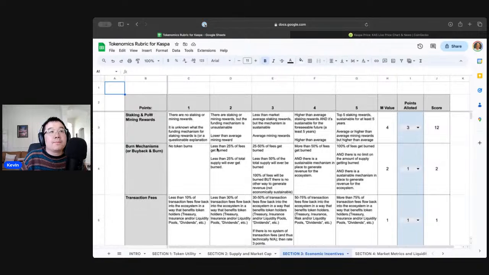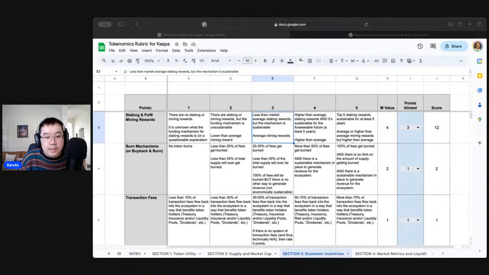Let's see. This section is economic incentives, also an important part of tokenomics. Okay, so let's see. Staking, proof of work mining rewards. Now this one is a little harder to tell, but let me grab that for y'all.